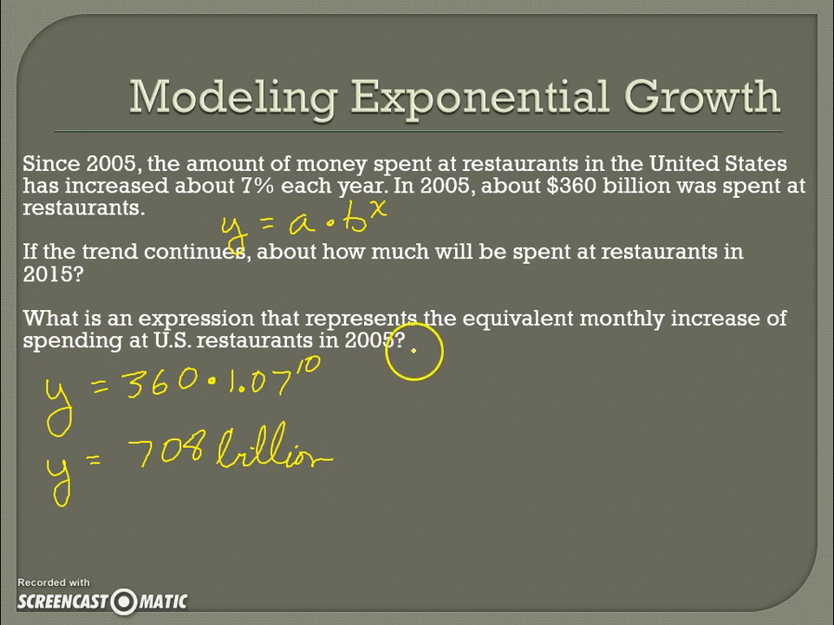Now take a look at this. It says, what is an expression that represents the equivalent monthly increase of spending at U.S. restaurants in 2005? So I'm going to take this initial part and fill some things in. Actually, let's get rid of the y equals. I'm looking at this part right here. The x I don't know, so I have 1.07. And to figure out monthly, whatever the number is of years, I'm going to multiply that by 12. So 12 times x is the number of months that I will get for x number of years.